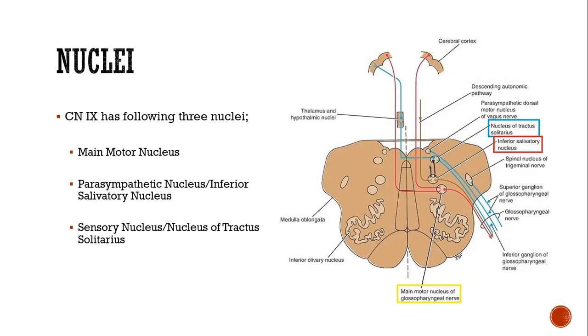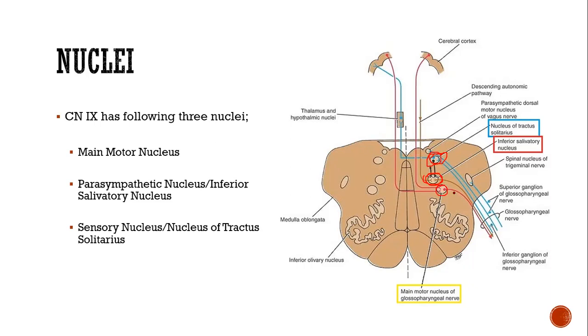All these three nuclei you can clearly see in this picture. If I show you here, this is the nucleus of tractus solitarius, which is the sensory nucleus of the glossopharyngeal nerve. Then we have the parasympathetic nucleus, also known as the inferior salivatory nucleus, which is right here, anterior to the previous nucleus. And then right anterior to that, we have the main motor nucleus of the glossopharyngeal nerve.